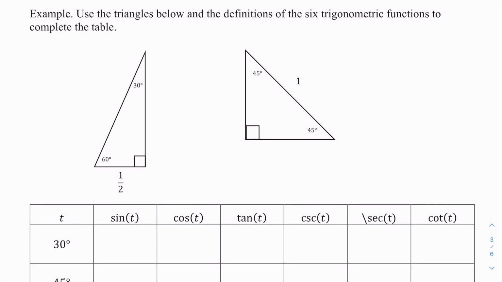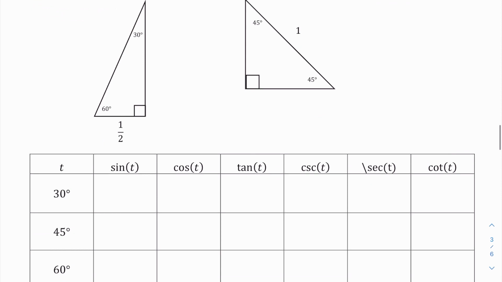Example: use the triangles below and the definitions of the 6 trigonometric functions to complete the table. So here is where we want to use our special right triangles, a 30, 60, 90 triangle and a 45, 45, 90 triangle, in order to evaluate the 6 trigonometric functions at 30 degrees, 45 degrees, and 60 degrees. So we know for the trigonometric functions that the inputs are angles and the output is the value of a ratio. So we're going to use that here to complete the table.